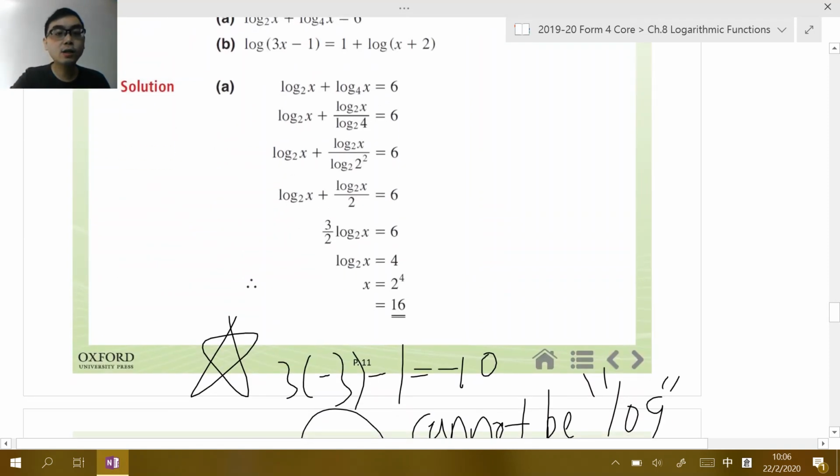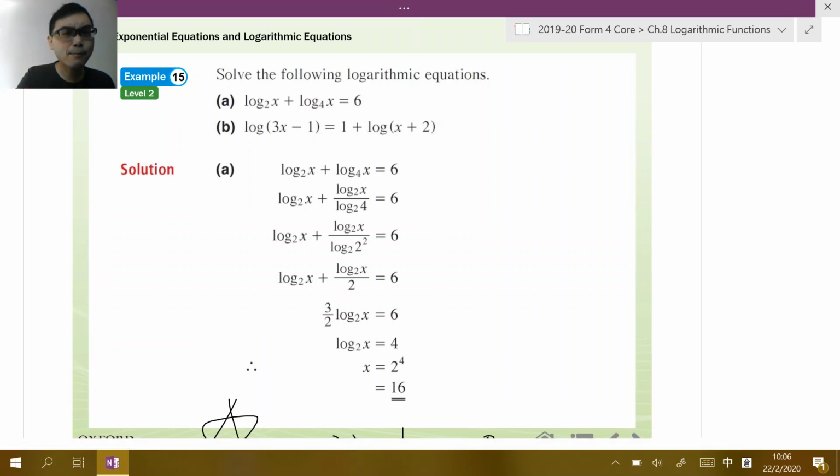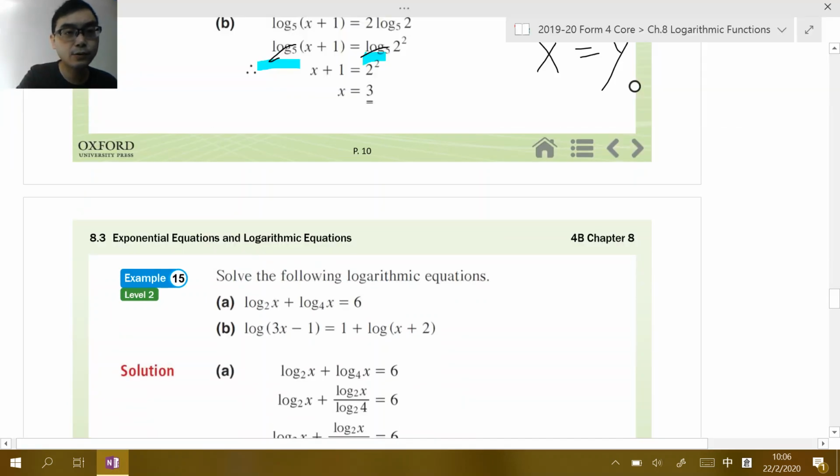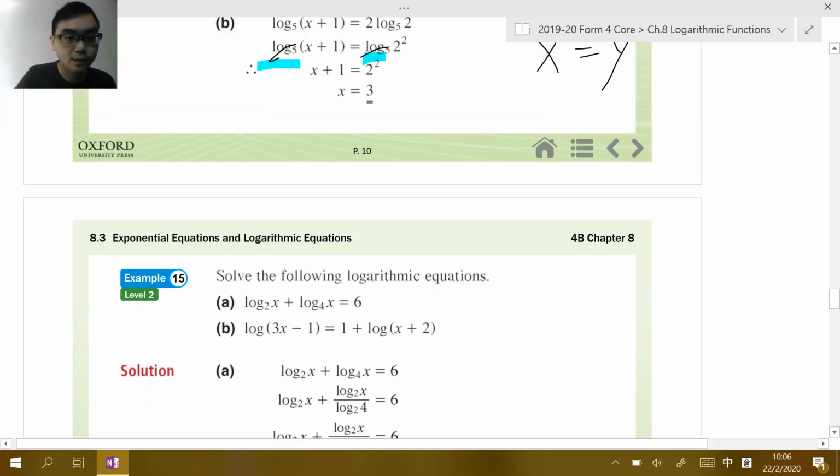So for number 15 also, you can see this time you have two terms on the left, but they have different log. So you cannot do anything with different log. So what we need to do is change them to the same log. But this problem, I think, is a little bit difficult for you.